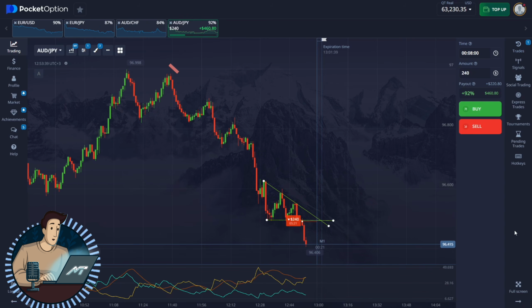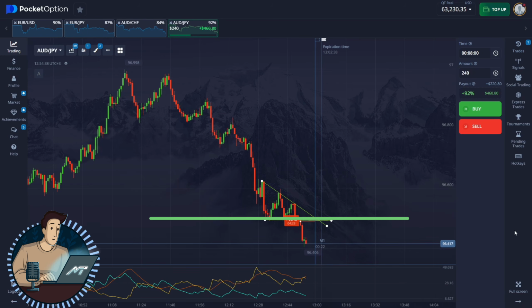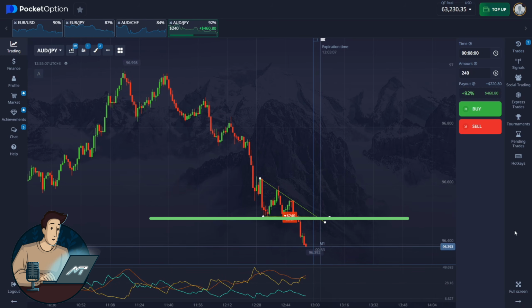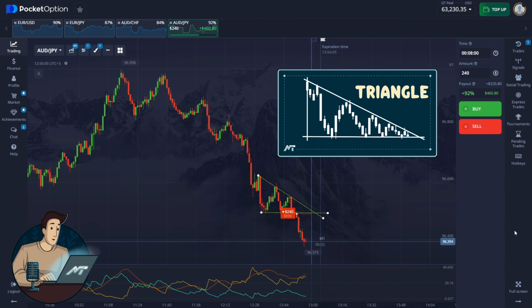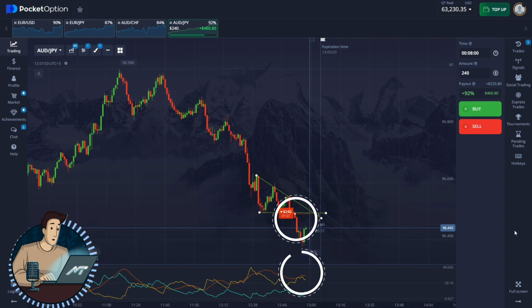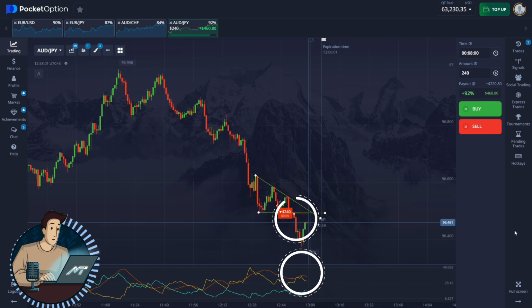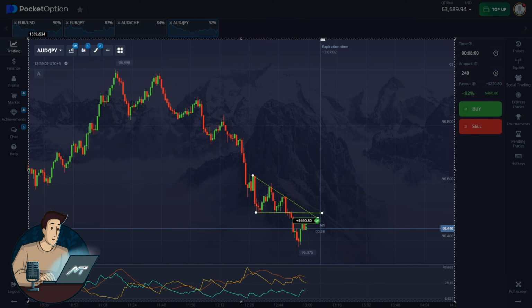We need a strong global trend, then a support or resistance level where the price pauses and forms a triangle pattern. Next, we wait for a breakout with a strong candle and a confirmation signal from the indicator that the trend will continue. Finally, we open a trade for at least half of the previous impulse length. Let's look at some real examples.